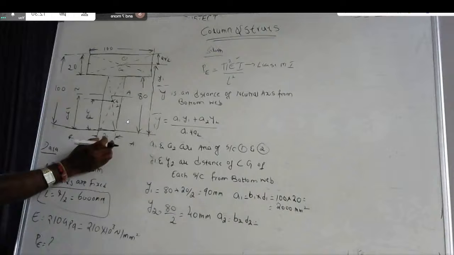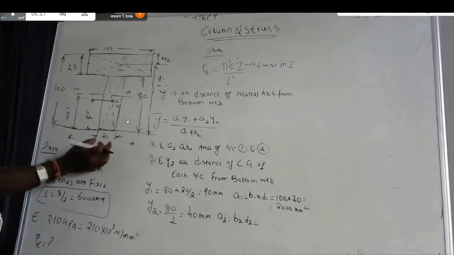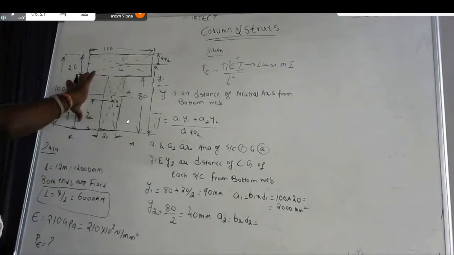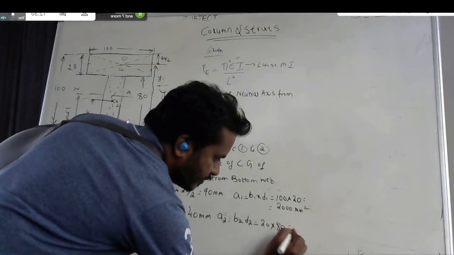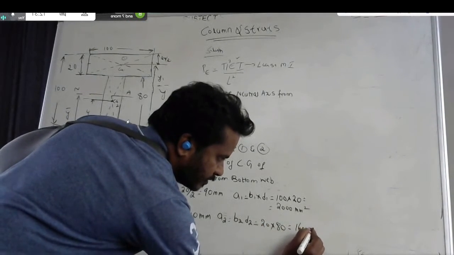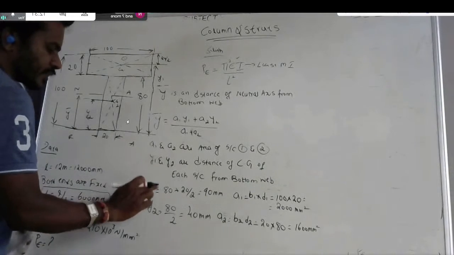The breadth is 20. What is the height here? The depth is 80. 20 into 80, that is 1600 mm square, correct? I have got A1, y1, A2, y2.